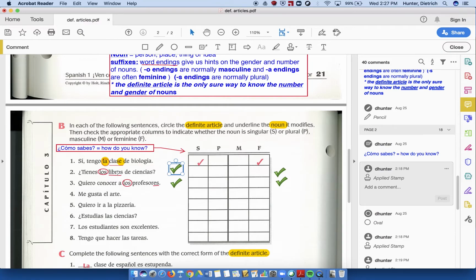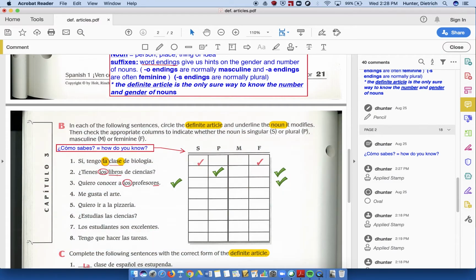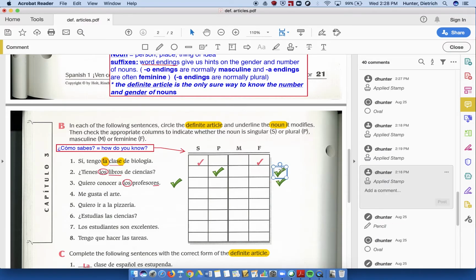We can see los gives away that it's for sure plural. All right, see the S ending. That leads us to believe it's for sure plural. So you can mark there. Then libros and los both end with an OS. That leads us to believe that it is, I hope you see on your own, masculine.